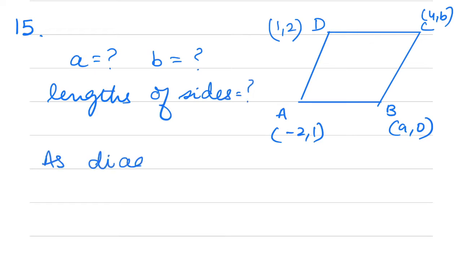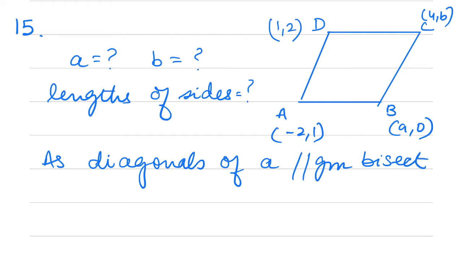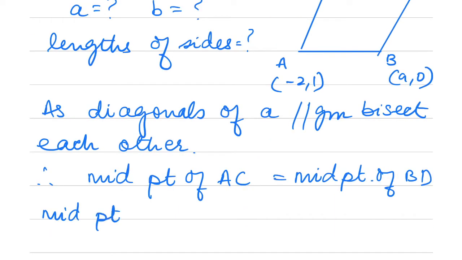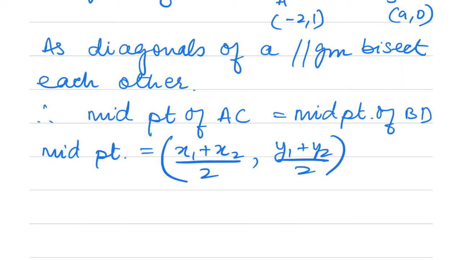As diagonals of a parallelogram bisect each other, therefore we can say that midpoint of AC will be equal to midpoint of BD. Midpoint formula is (x1 plus x2)/2 and (y1 plus y2)/2. Now I am going to apply.